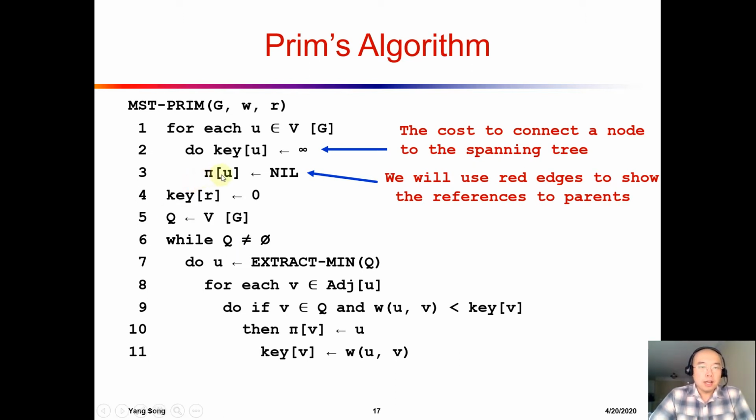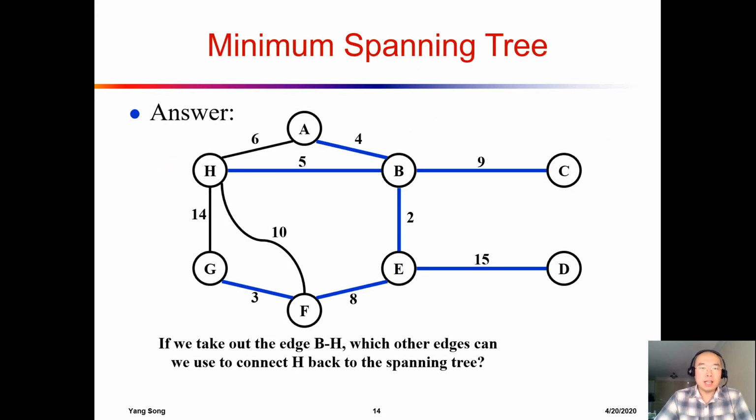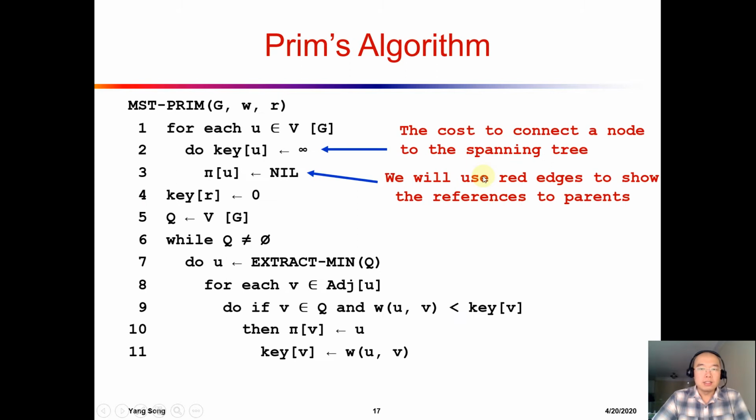Number one, the key. For each node, we will have a key, and the key means the cost to connect a node to the spanning tree. So when we connect, say, C to the spanning tree, the cost is 9, right? Because we have to connect C to B so that C is connected to the remaining part of the MST, and then the cost to connect C is 9.